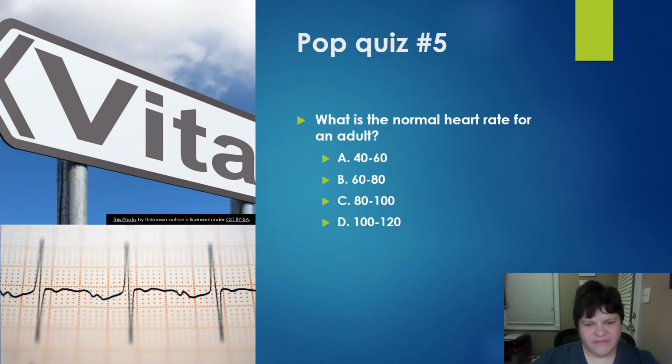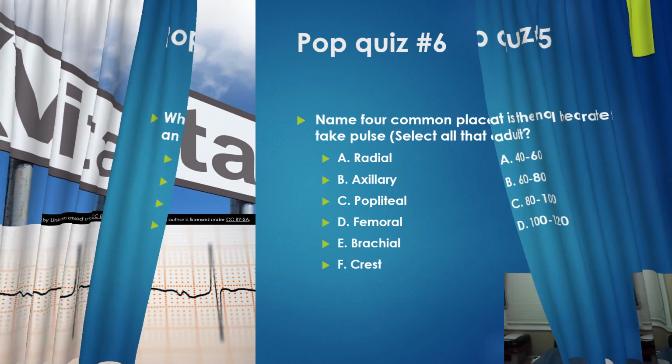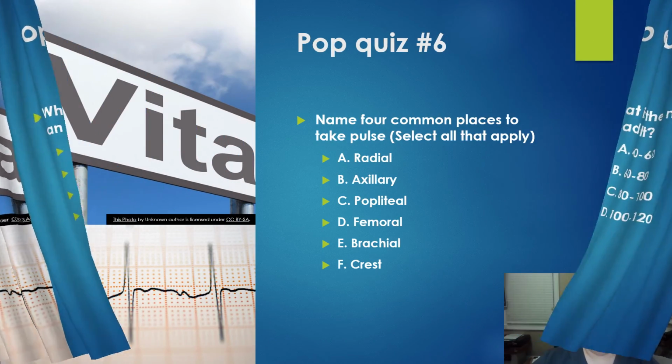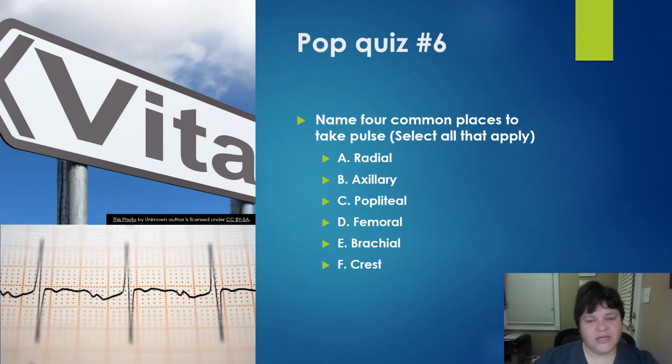Pop quiz number 5. What is the normal heart rate for an adult? Is it 40 to 60, 60 to 80, 80 to 100, or 100 to 120? Question number 6. Name 4 common places to take a pulse. Select all that apply. Radial, axillary, popliteal, femoral, brachial, or chest.